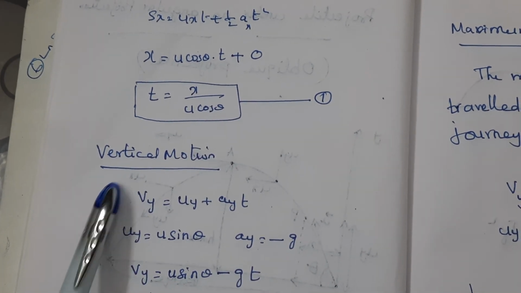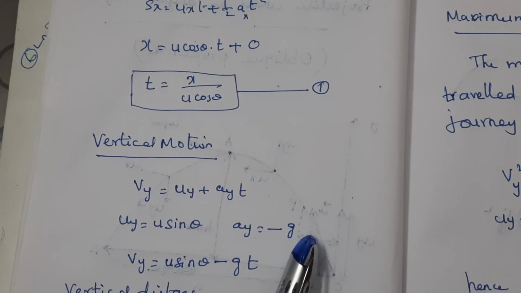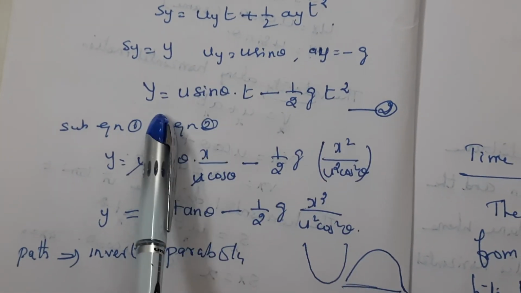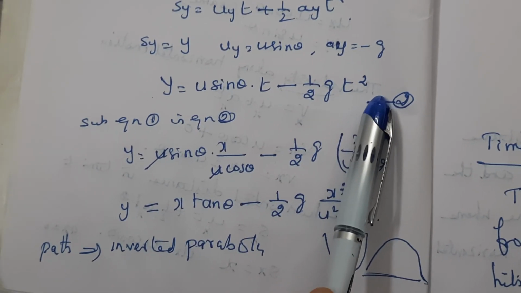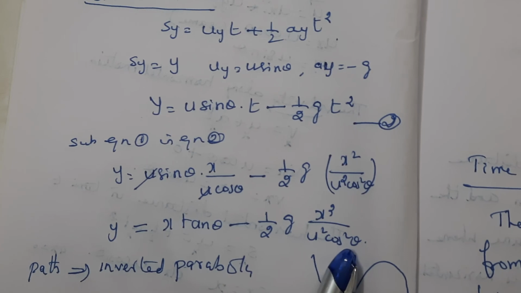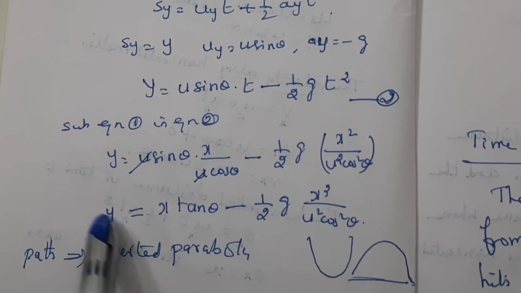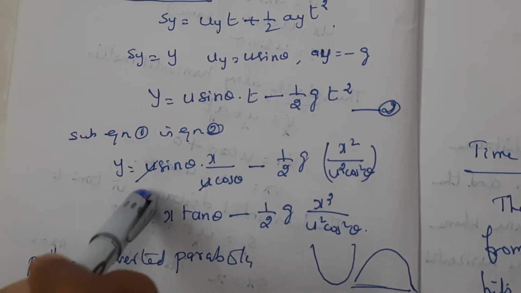Vertical motion: the velocity vy equal to u sin theta minus gt, because ay equal to minus g. And vertical distance is obtained by sy equal to uy t plus half ay t square, and y equal to u sin theta t minus half g t square. By substituting the t value, we got y equal to x tan theta minus half g x square by u square cos square theta. So this path is an inverted parabola. This equation is the equation of a parabola, that is called inverted parabola.